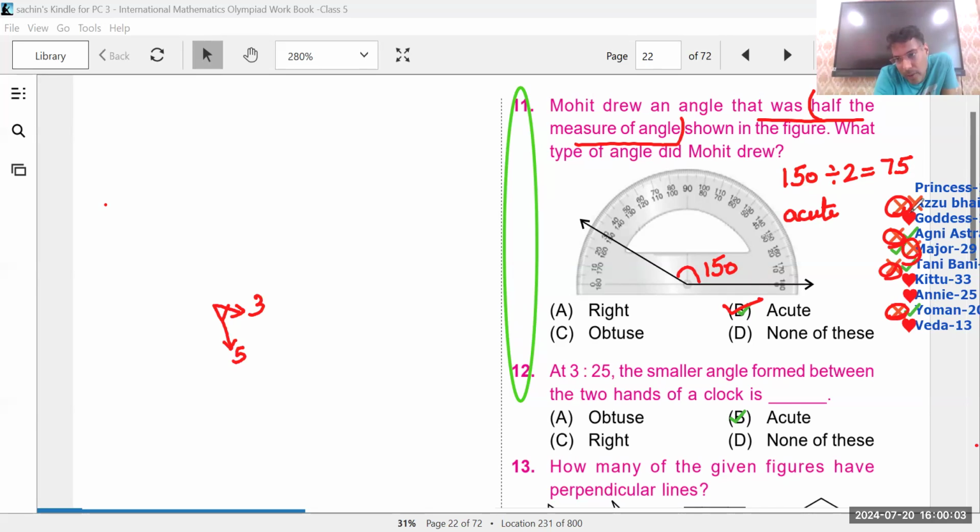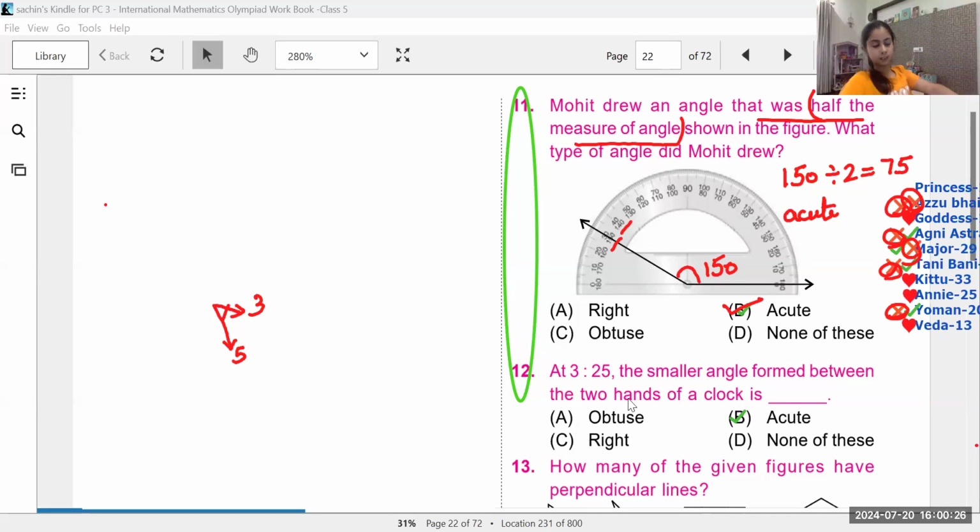So Major, Azu bhai. Excuse me, sir. Yes. So for the 11th question, can we not measure the angle and just estimate? Yes, you can do that. But beta, its readings are given, 140, 150. Though you can estimate also, but I am just telling you.